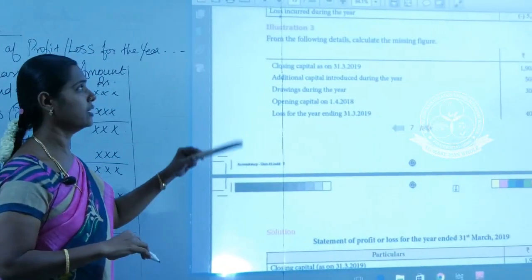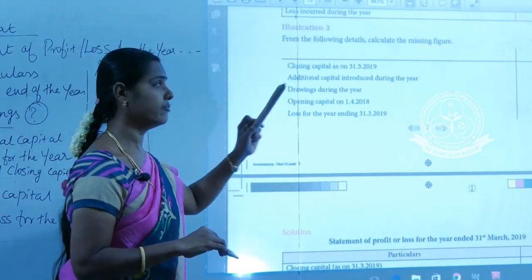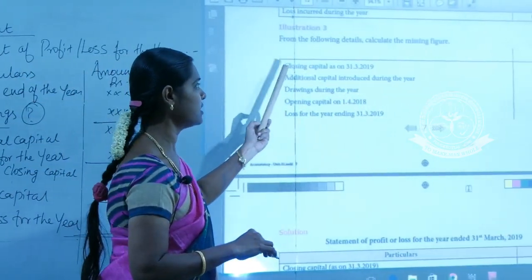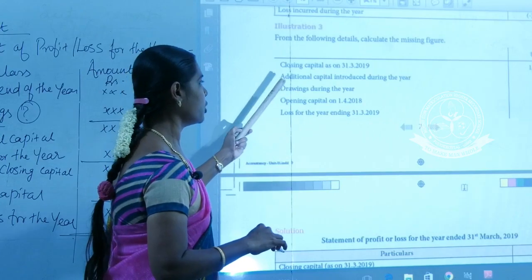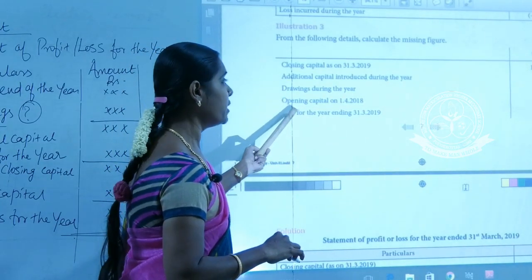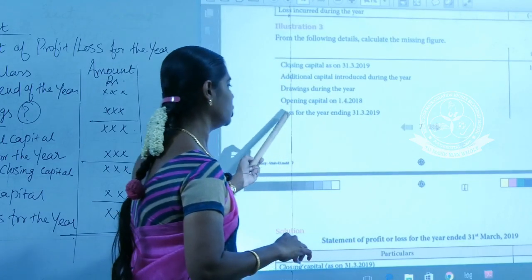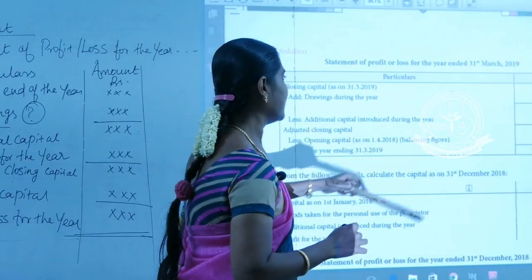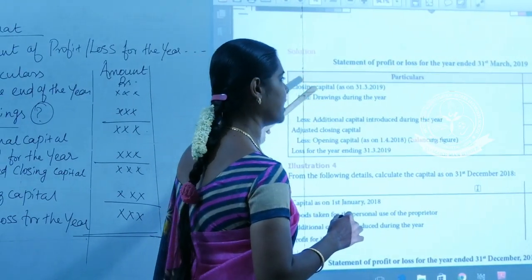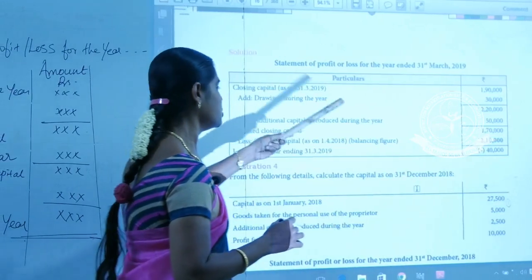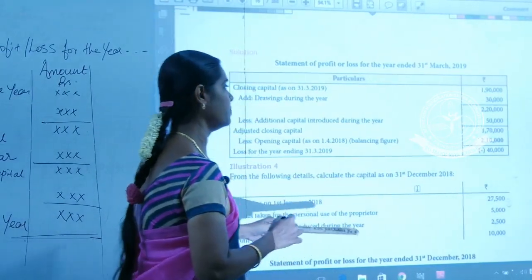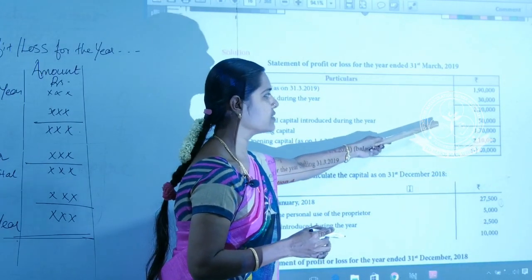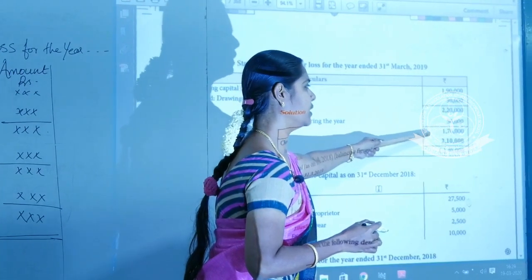In this illustration, we are going to calculate the missing figure. First, you have to know what is missing. Here, the closing capital, additional capital, drawings during the year, opening capital and the loss for the year are given or missing. Closing capital here is 1,30,000, and the drawings they have already given are 30,000. We make it 2,20,000 in total. Here we can easily use the additional capital they have already given, 50,000. When we subtract it, we get 1,70,000.